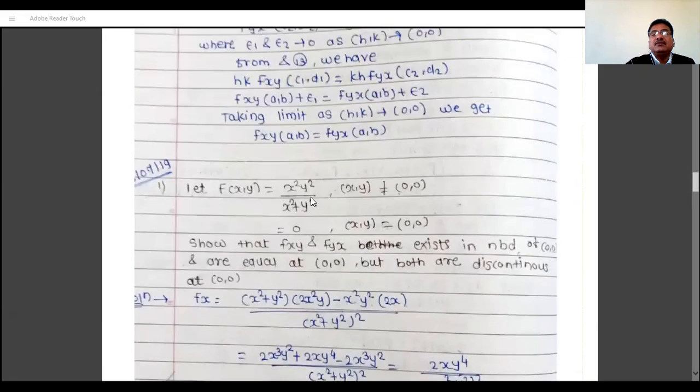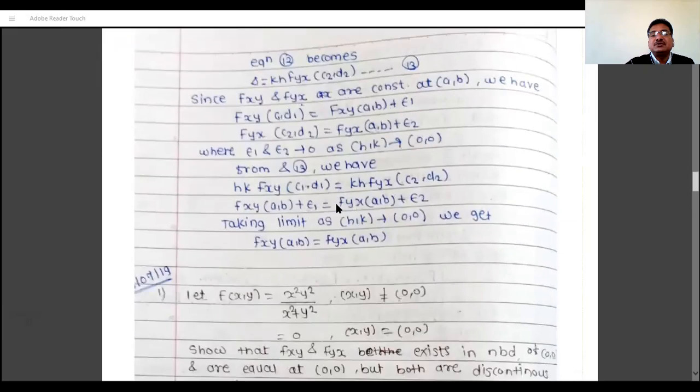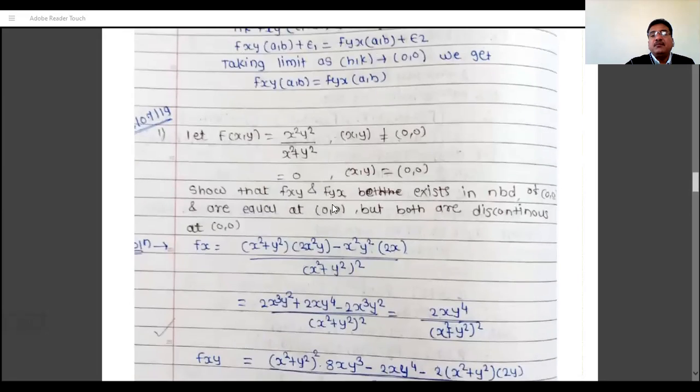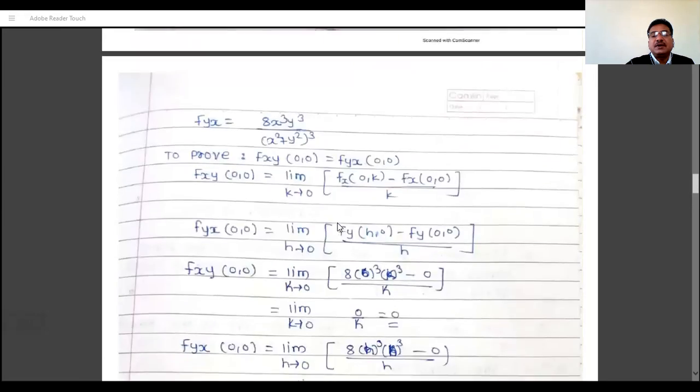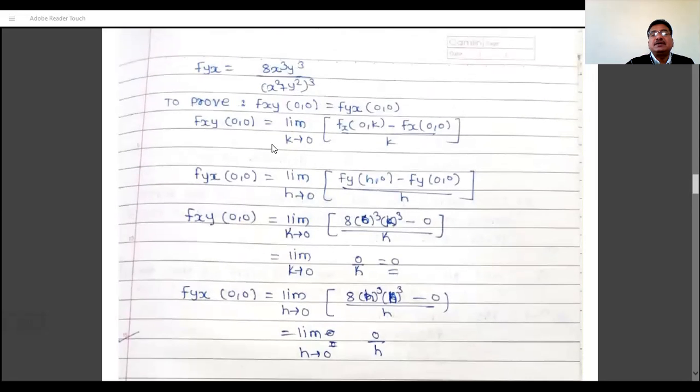But before that, we will first find fxy 0 0 and fyx 0 0. Okay, fxy 0 0. So again, fxy 0 0 is what? Limit k tends to 0, fx 0 k minus fx 0 0 divided by k, again by using the same definition. Substitute a and b as 0, and find all these values: fx 0 k, fx 0 0, fy h 0, fy. So number, let it be 1 and 2.